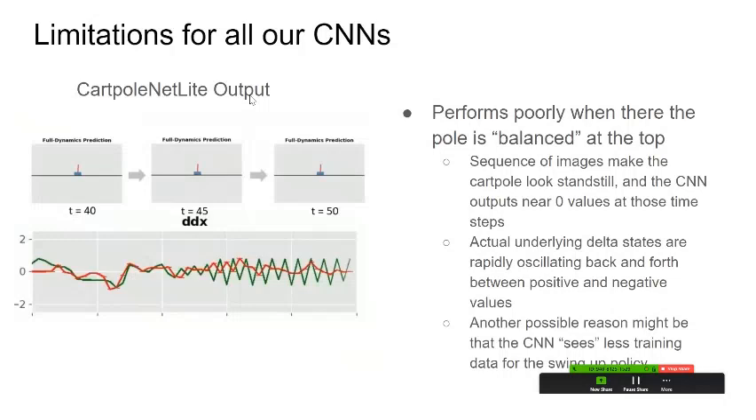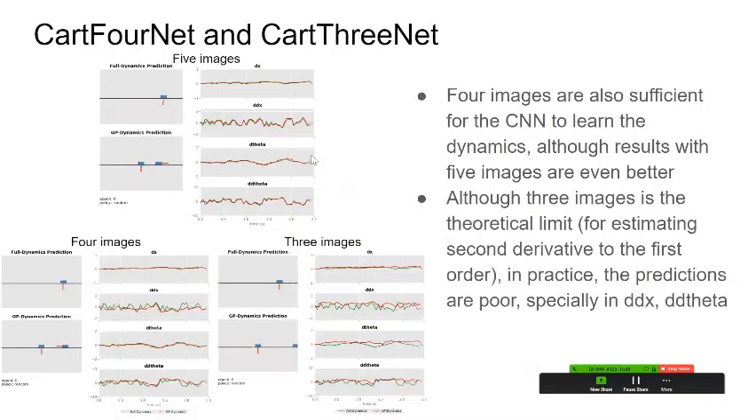Third, we see our network performing poorly when the cart pole is at a standstill. As can be seen in the graph, the acceleration oscillates a lot, but our network does not capture this well. This is either because a sequence of standstill images does not provide enough information, or because the network sees less training data for the swing up policy. Finally, we see that more images provide better predictions, especially in the second derivative graphs.